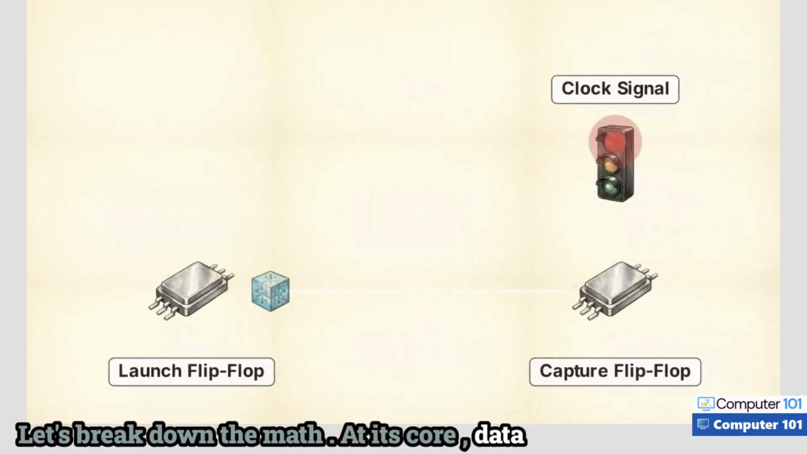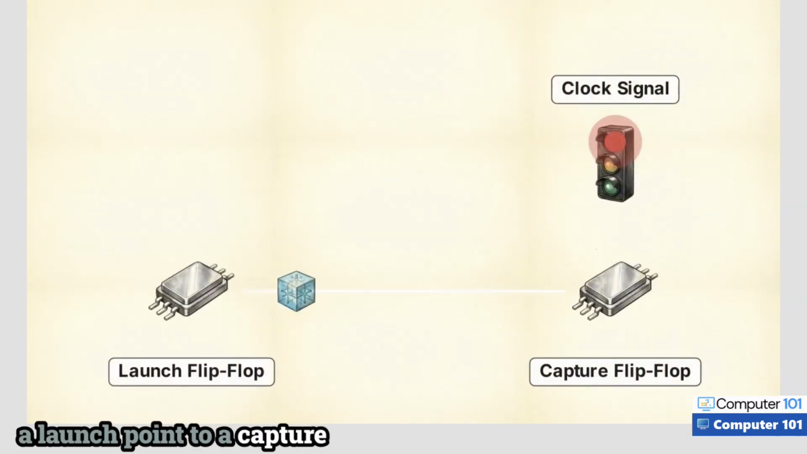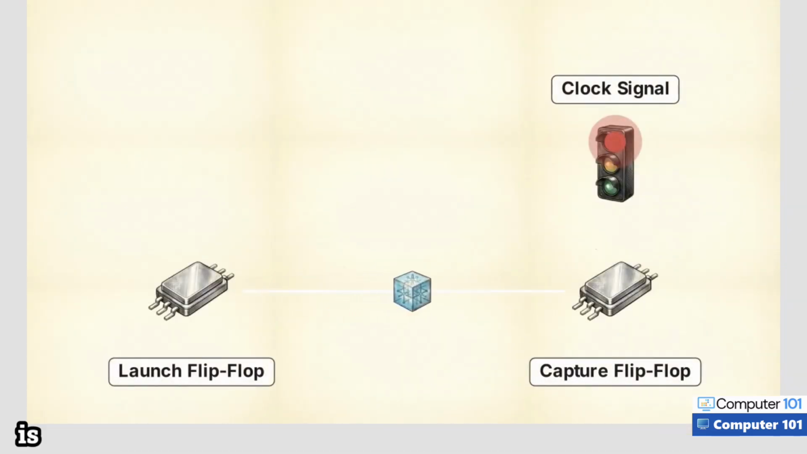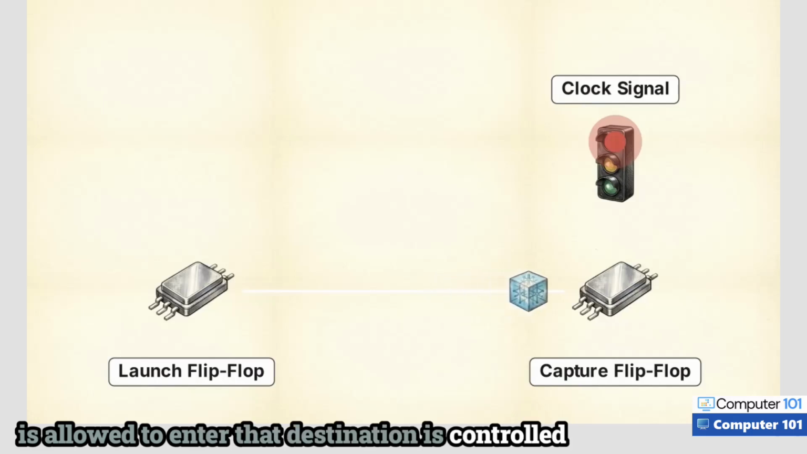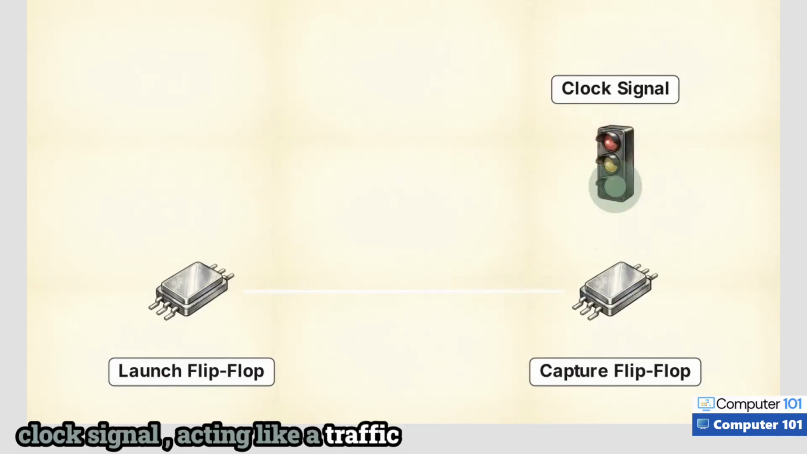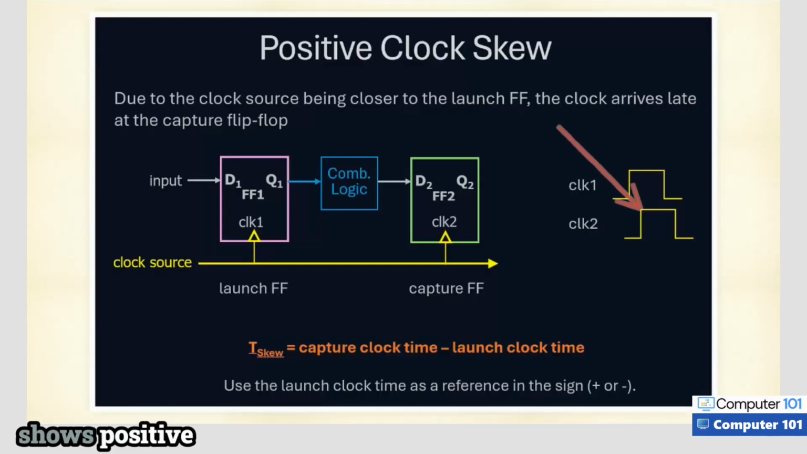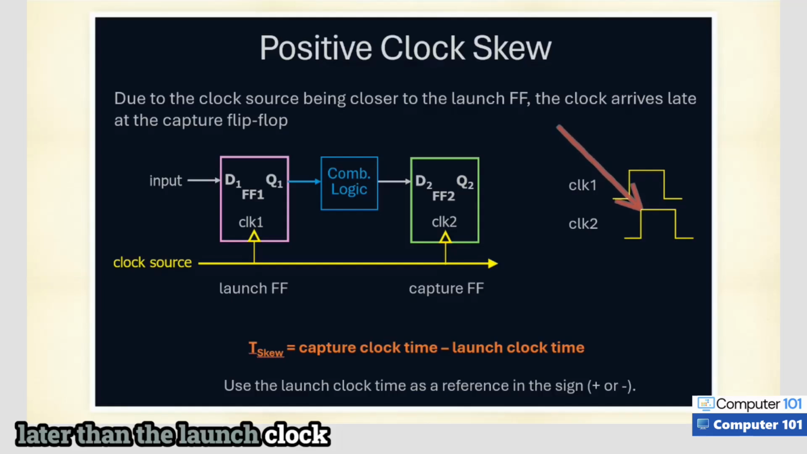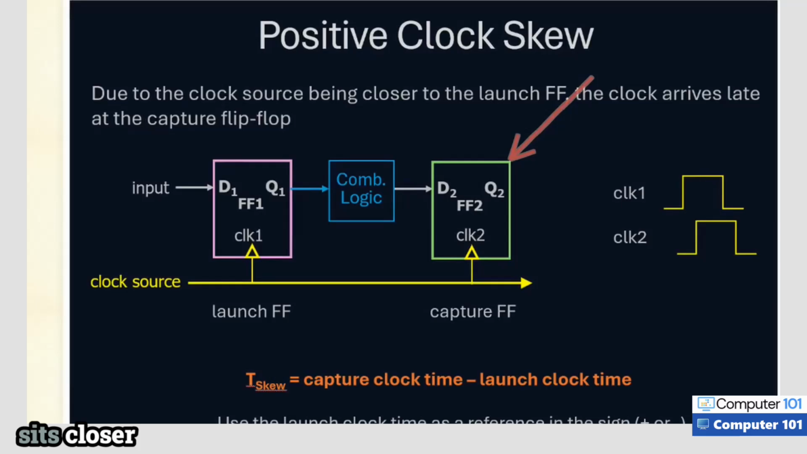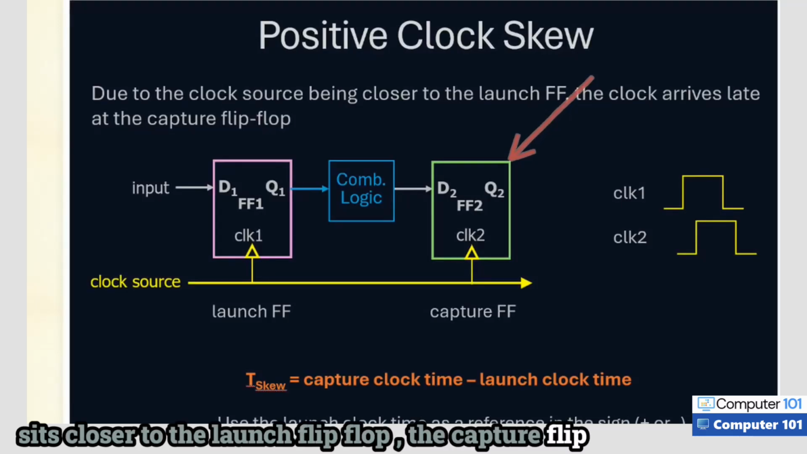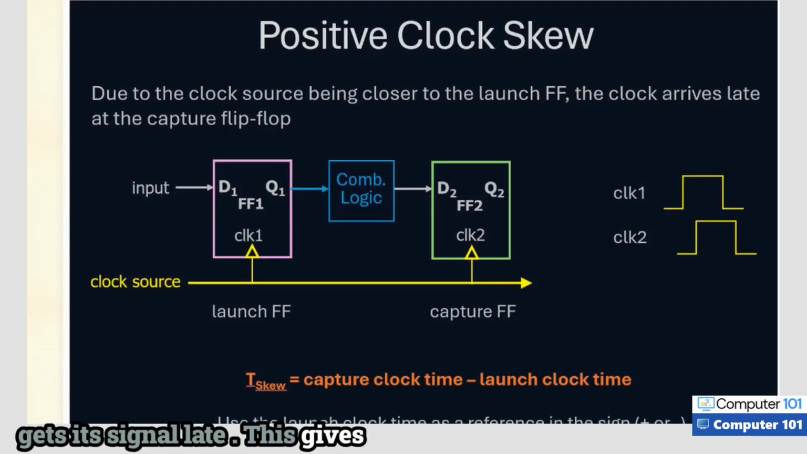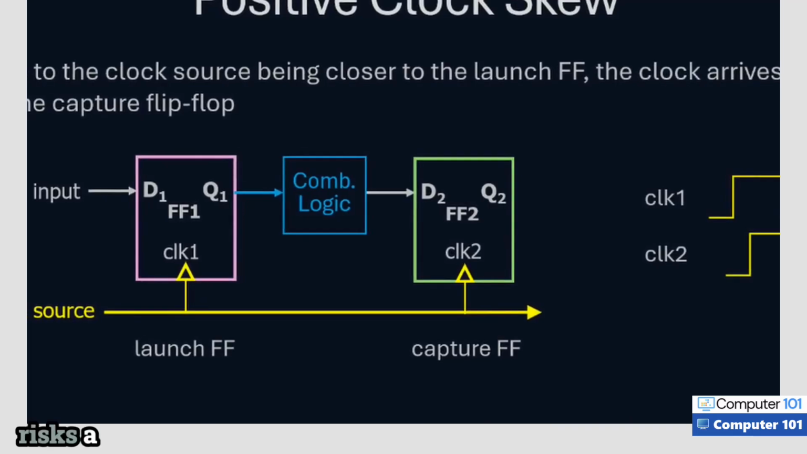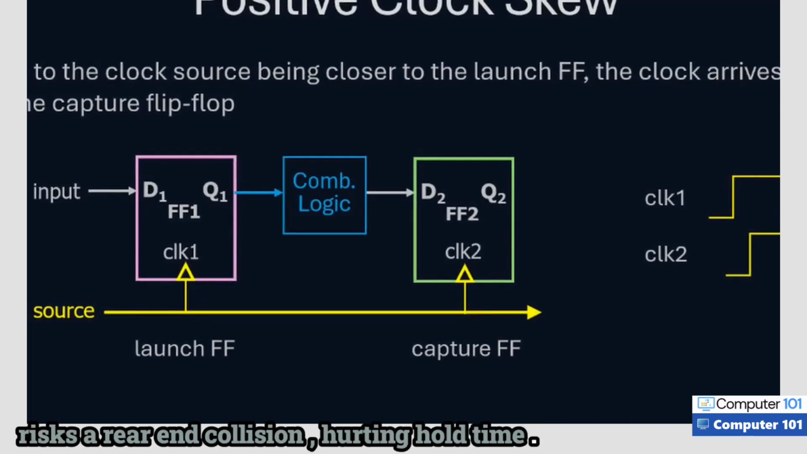At its core, data travels from a launch point to a capture point. The exact moment it is allowed to enter that destination is controlled by a clock signal, acting like a traffic light. This diagram shows positive clock skew. The capture clock triggers later than the launch clock. Because the clock source sits closer to the launch flip-flop, the capture flip-flop gets its signal late. This gives extra setup time, but risks a rear-end collision, hurting hold time.